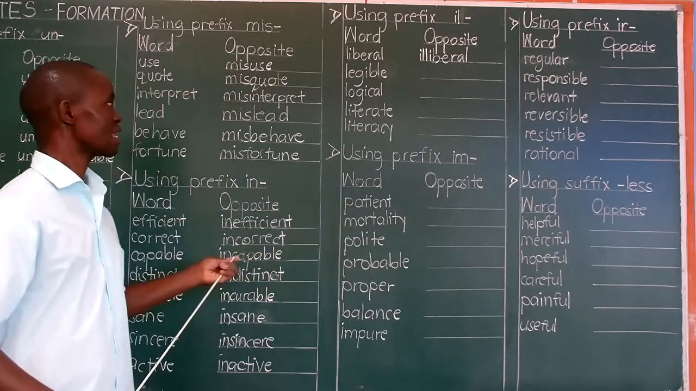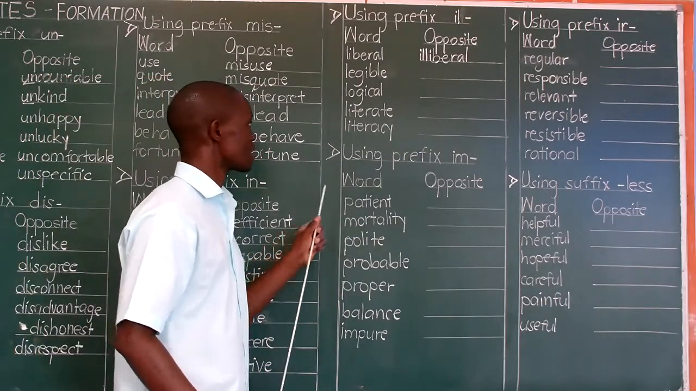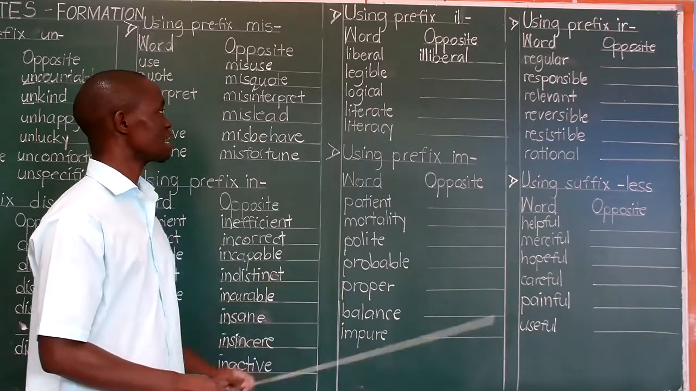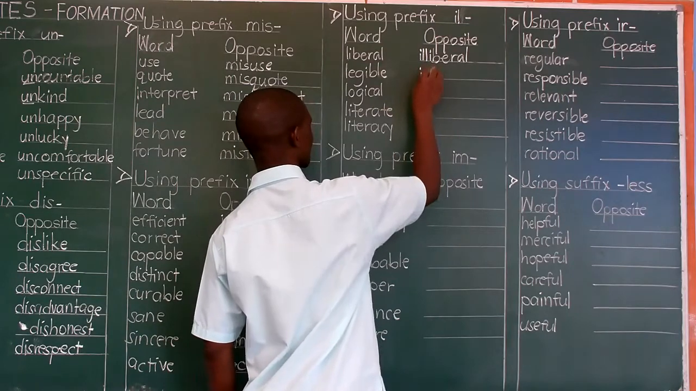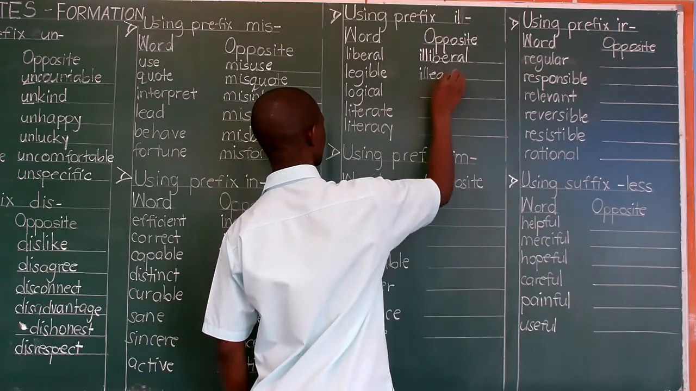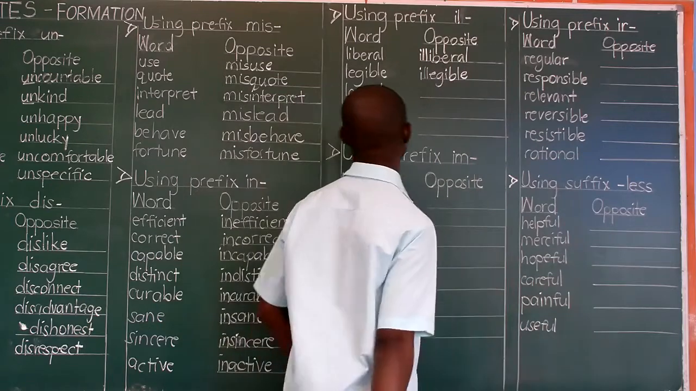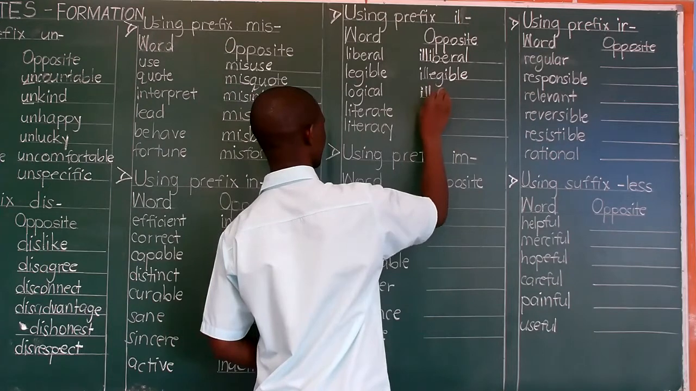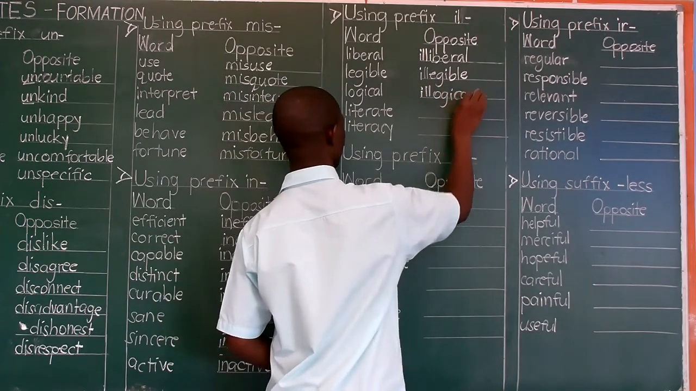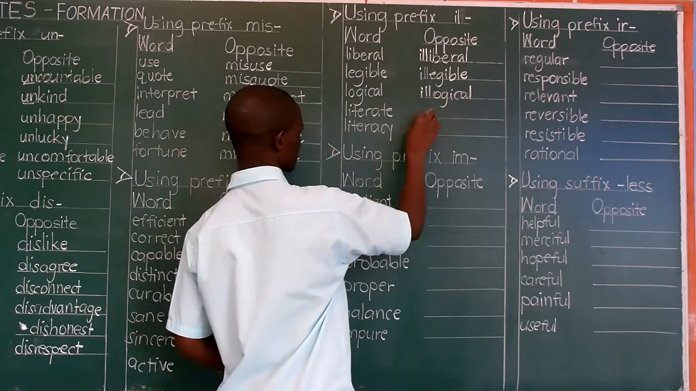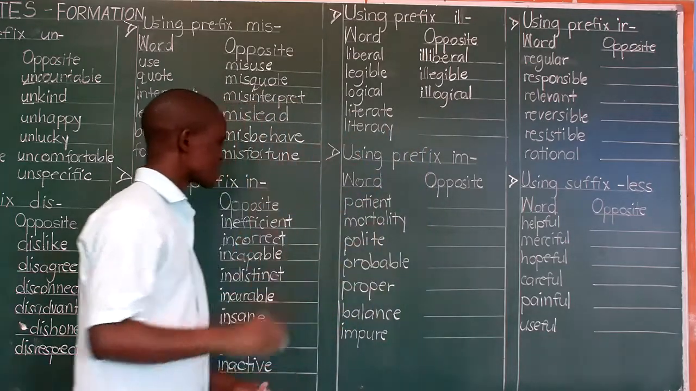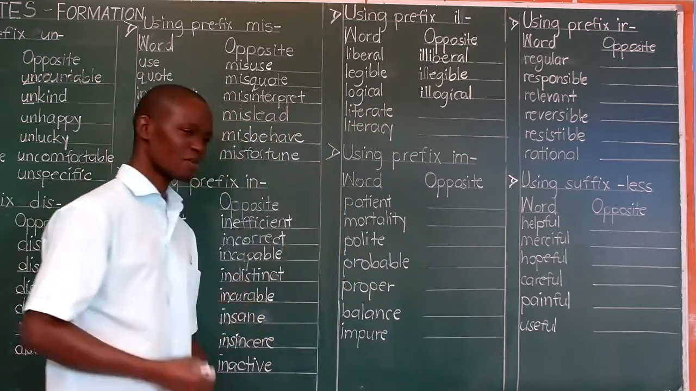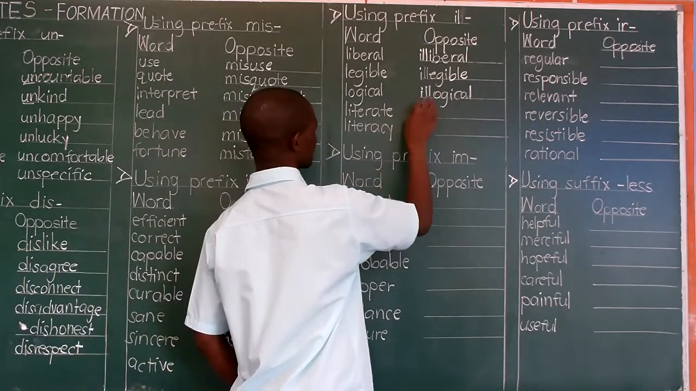So let's be careful. Illiberal is I-L-L-I-B-E-R-A-L. That is the opposite of liberal. Then legible. Illegible, I-L-L-E-G-I-B-L-E. Logical. Illogical, obviously, I-L-L-O-G-I-C-A-L. Literate. If you are literate, you know how to read and write. If you are the opposite of literate, then you don't know how to read and write. Literate has its opposite as illiterate.